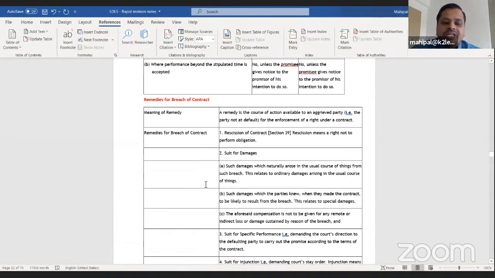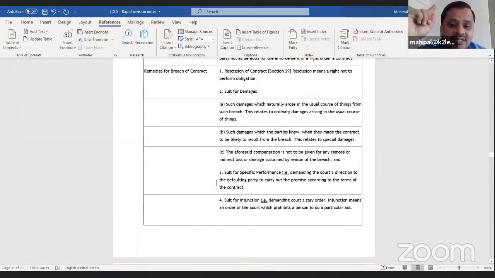Next, remedies for breach. These remedies for breach could be number one, rescission of a contract. Number two, damages. Remember the important rule of damages. Damages are always and always direct. There cannot be indirect. Damages is always a compensation, not a penalty. Am I clear?